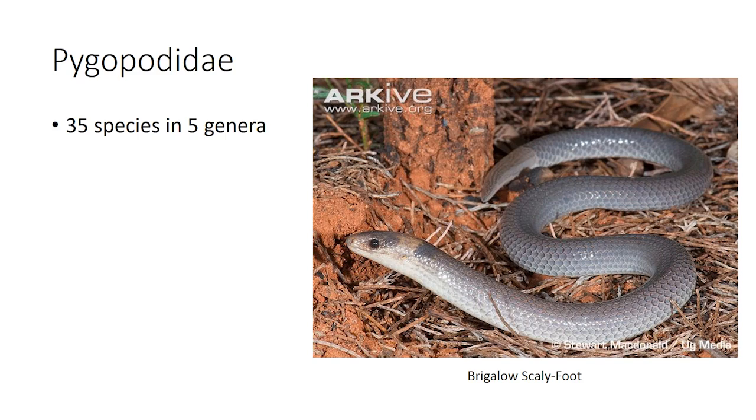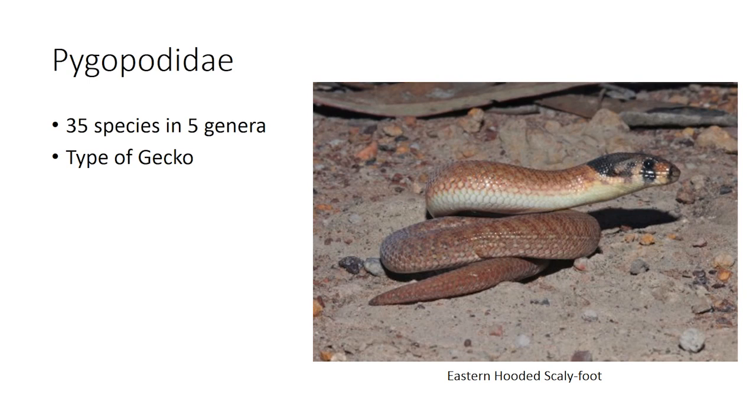It kind of goes back to the whole idea that separating genera is an ongoing process that changes almost every year. So this right here is an eastern hooded scalyfoot. It's related to the one before. Scalyfoot. They have little scaly flaps. We'll talk about why they're called that.